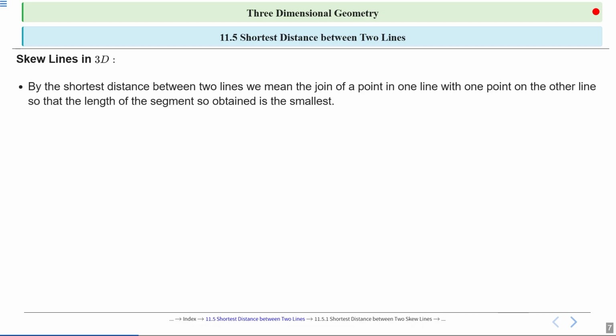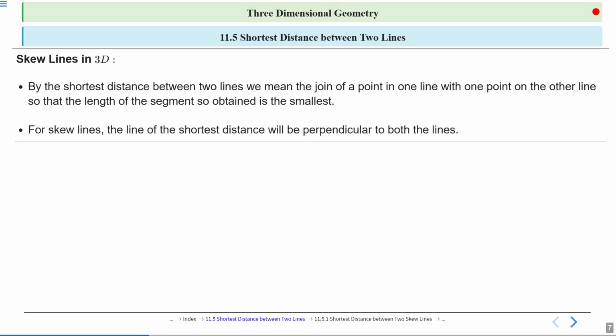So here we are defining the shortest distance between two lines. It means finding a segment that connects a point on one line to a point on the other line, so that this segment is as short as possible. For skew lines, the shortest distance segment is always perpendicular to both the lines. This means that if you draw the shortest segment between two lines, it will form a right angle with each of them, okay? Right, hope it's clear to all.